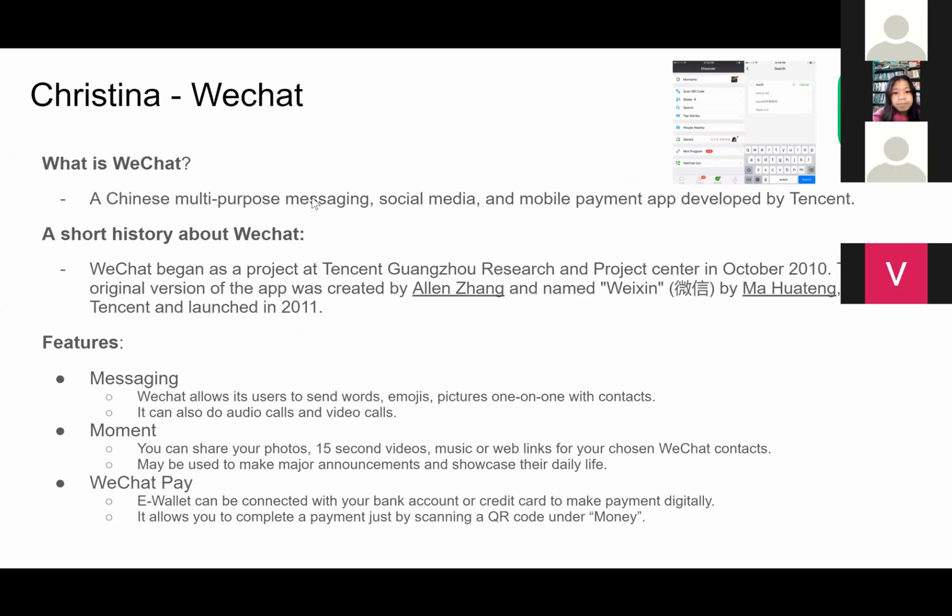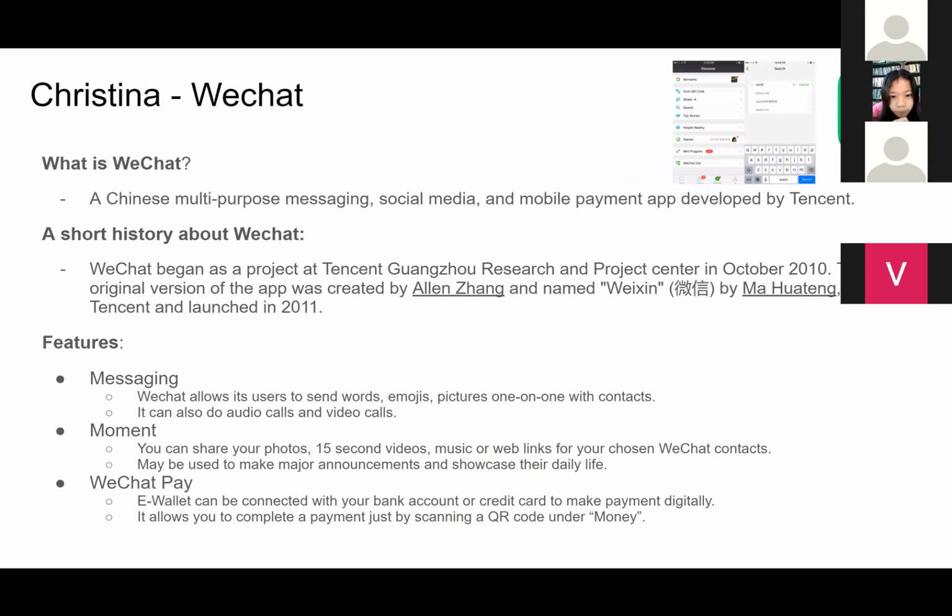Okay, so the next social media I'm gonna talk about is WeChat. So what is WeChat? WeChat is a Chinese multi-purpose messaging, social media, and mobile payment app developed by Tencent, which is a very popular company in China.